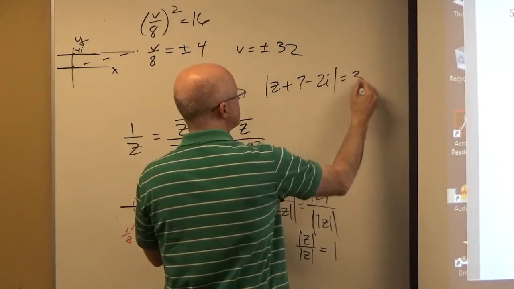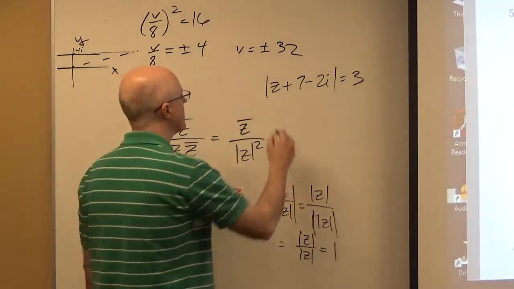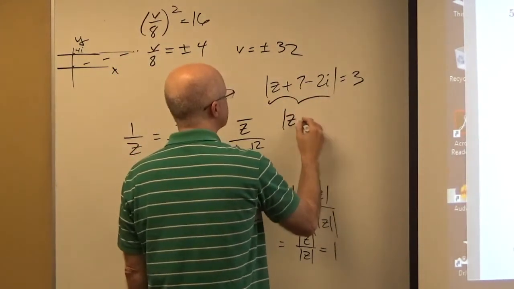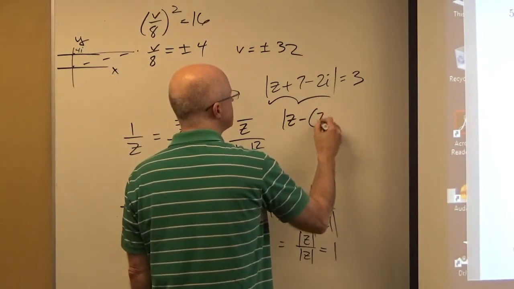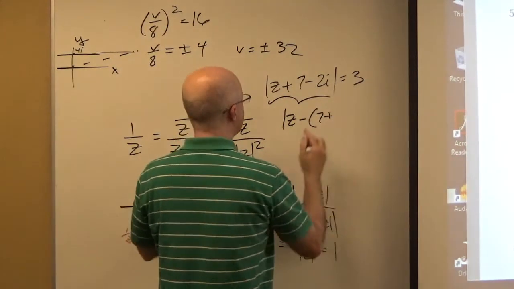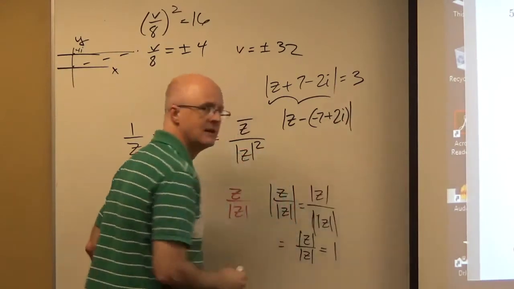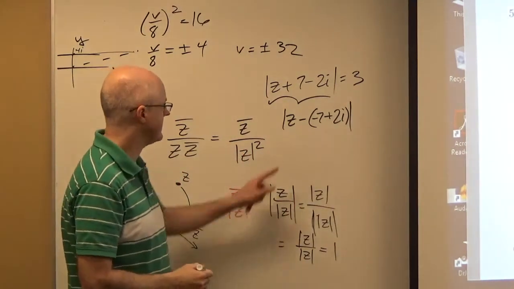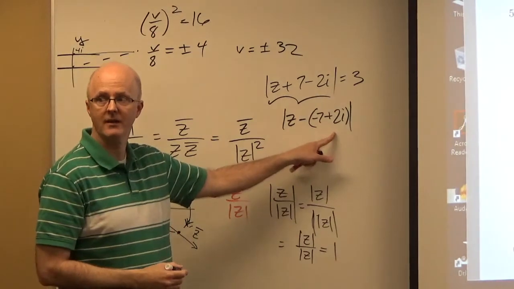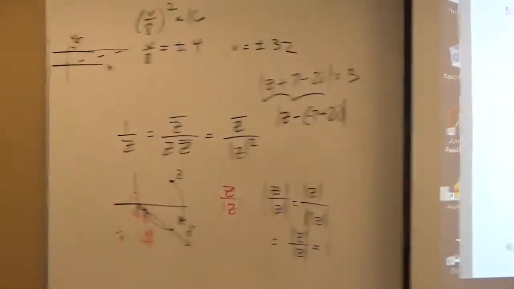What is the set of points that satisfy that equation? It's still a circle. Because you can rewrite this as the modulus of z minus, in parentheses, 7 plus 2i. Oh, negative 7, thanks. It's negative 7 plus 2i. So this is the circle of radius 3 centered at negative 7 plus 2i. So you should be able to deal with that kind of wrinkle.